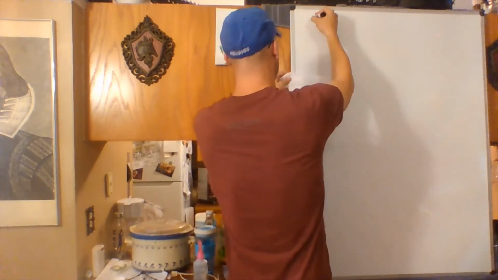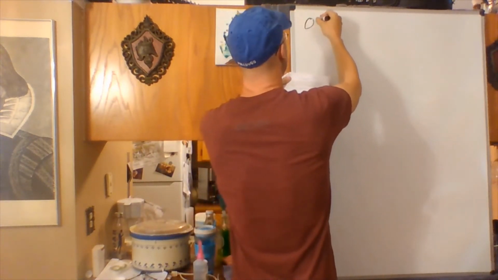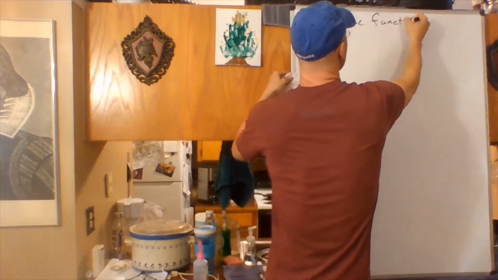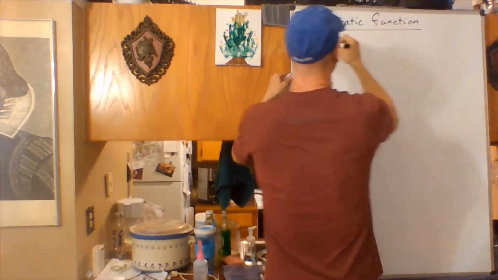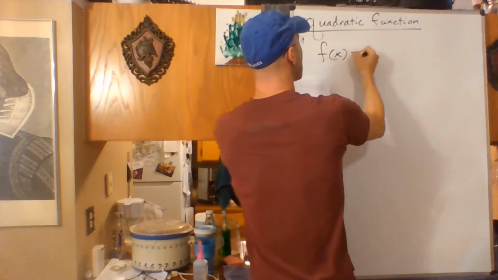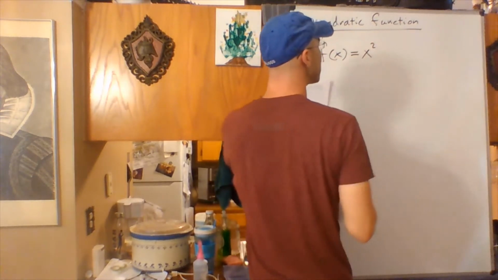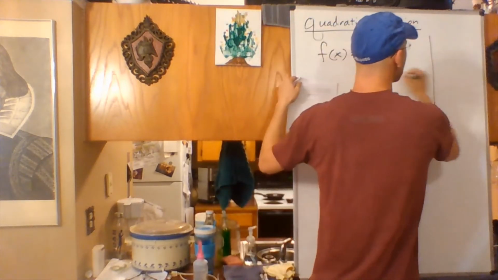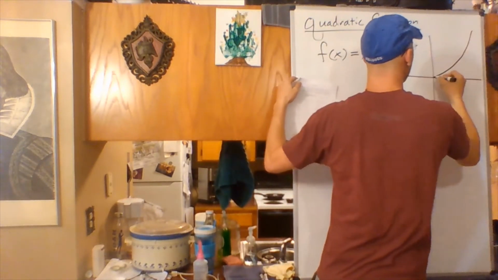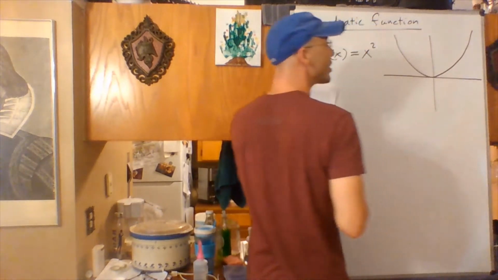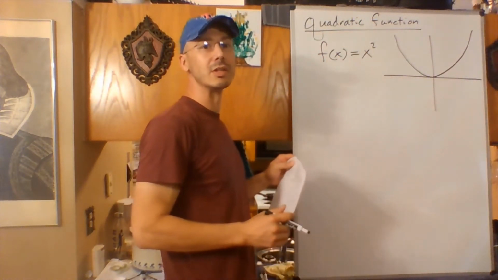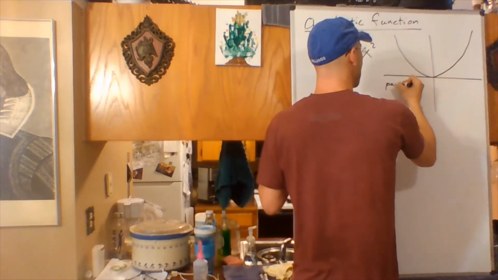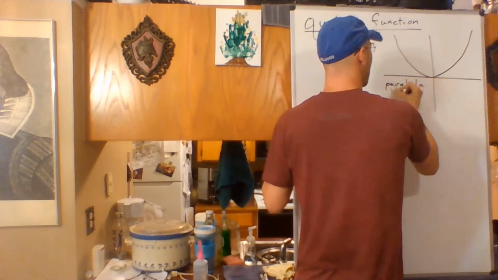So I'm going to call it quadratic function, just like they do. Its formula is f of x equals x squared. Again, not the only quadratic function, but this is the simplest. And the shape, we saw that before. This is a pretty important vocabulary term. The shape, it's not a V, it's a U shape. And it's called a parabola.